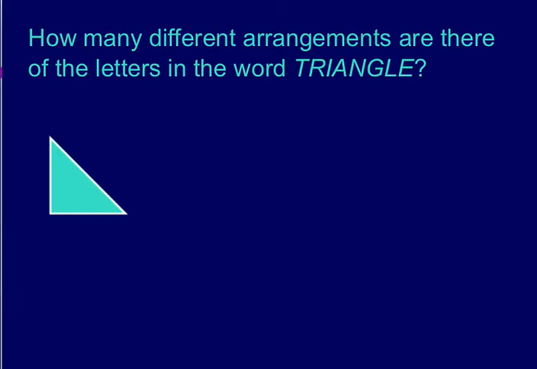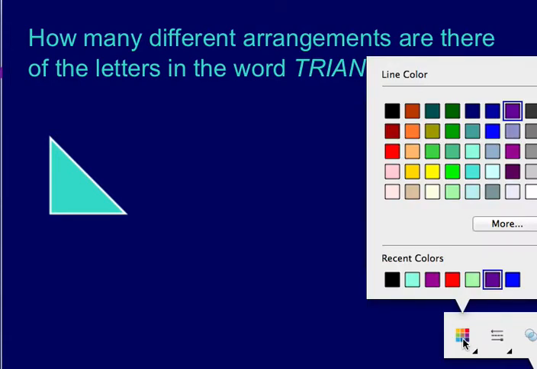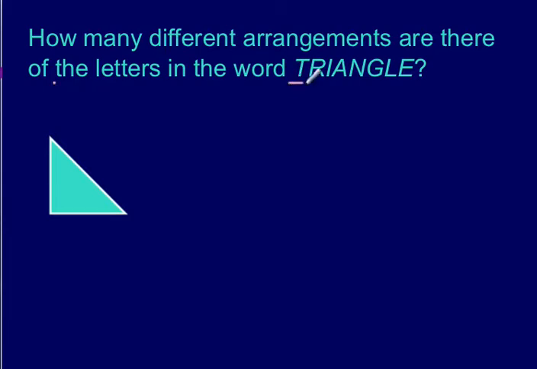Let's take a look at this one. How many different arrangements are there for the letters in the word triangle? The first thing I want to do is count how many letters I have. For the word triangle, I have 1, 2, 3, 4, 5, 6, 7, 8. So I have 8 letters. Are any of them repeats? No. So I'm going to write 8 spots. When I start off for the first spot, I have 8 letter choices.